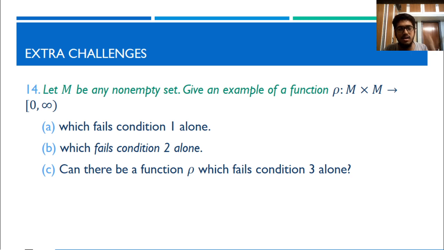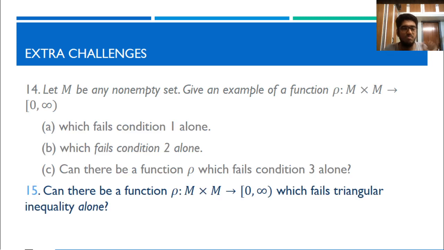And similarly, construct a function which fails condition 3 alone. 1, 2 and 4 are satisfied. Also, find a function which fails the triangular inequality alone. That is, 1, 2 and 3 are satisfied but not 4. It will take a long time, a lot of practice, a lot of thinking, but if you can do this, I believe you have hit a jackpot. You have mastered this definition already.